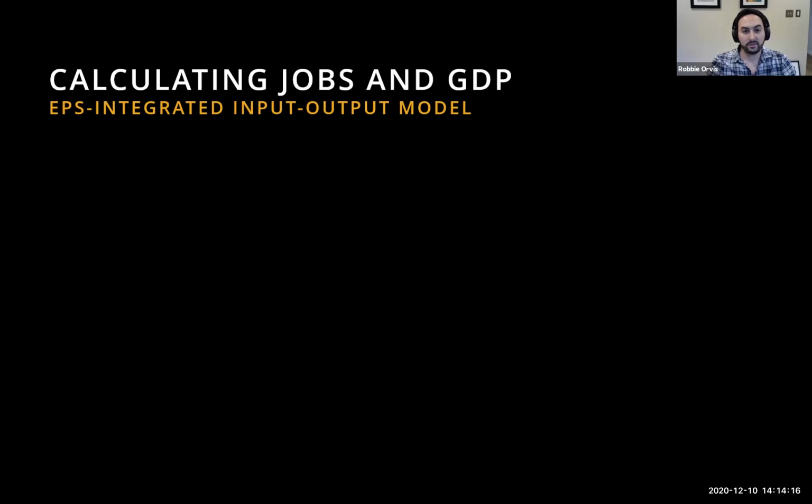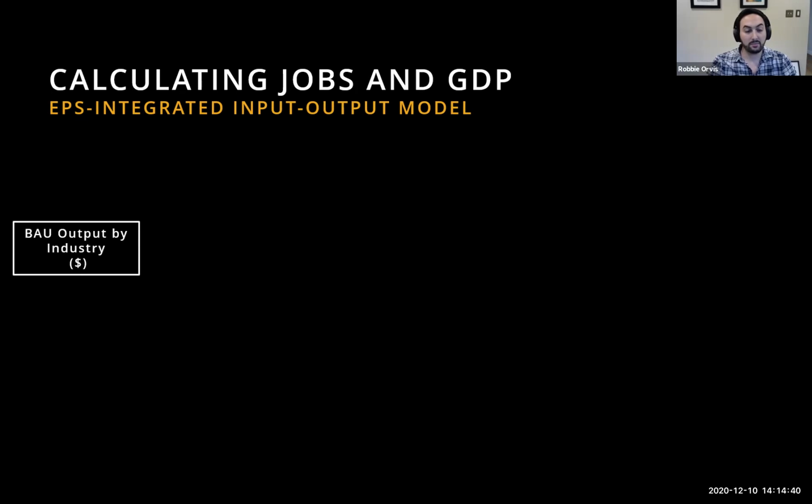I wanted to spend a bit of time discussing how we are calculating jobs and GDP in the new version of the EPS. As of version 3.0 and 3.1, which is released this week, we now have an integrated input-output model. So folks who are familiar with that framework might find this redundant, but it's helpful to walk through exactly how this is working in the model.